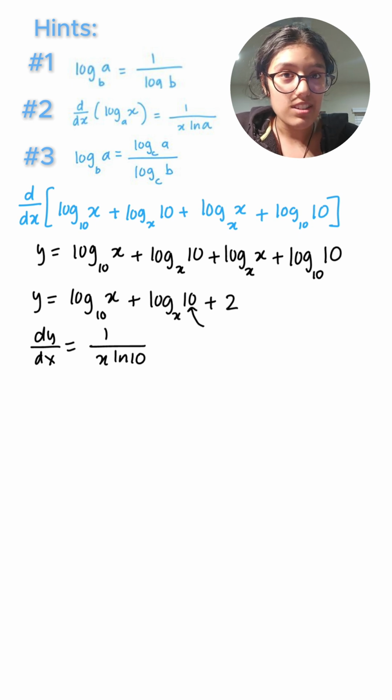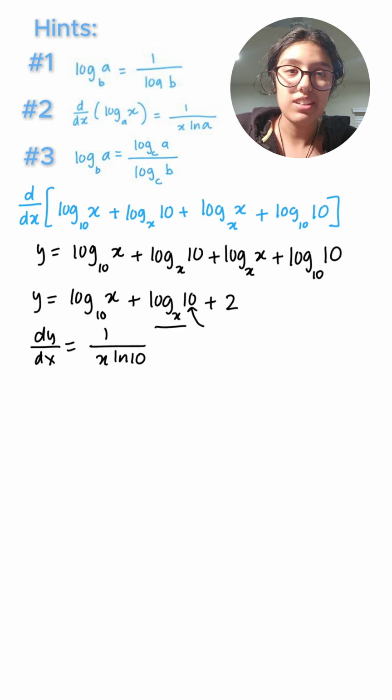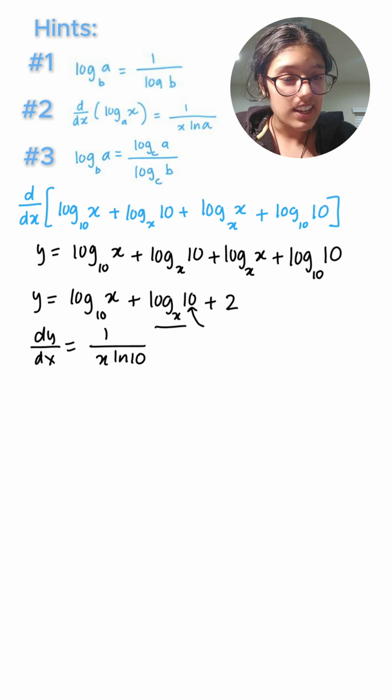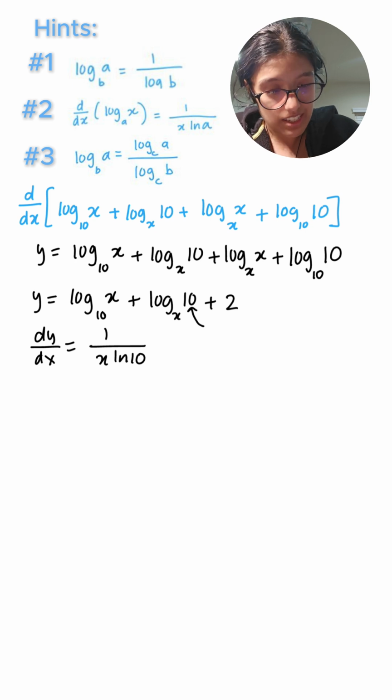We only have a hint where the derivative of log x to the base a is equal to 1 over x natural log of a, where a is the base. But in the second term, a is not the base. So we need to see how we can simplify this a little bit more. And that is actually where the first hint comes in.